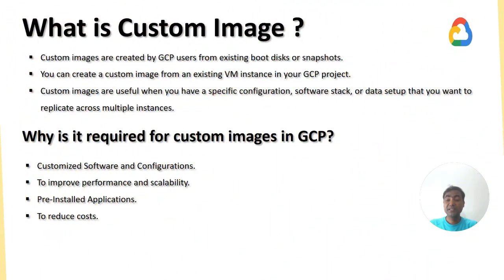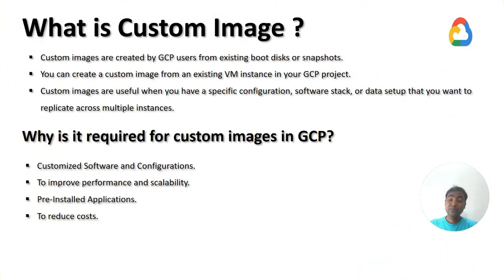Custom images are created by GCP users from existing boot disks or snapshots. They can be used to create new VMs that are tailored to a specific need. Custom images are a good choice for running applications that require specialized software or configuration. For example, guys, a custom image of a VM that runs a custom web application can be used to create new VMs that run the same web application.